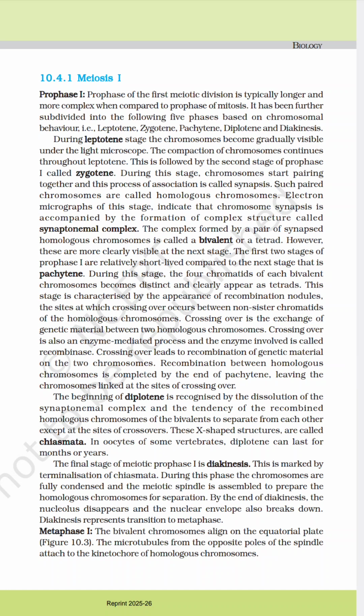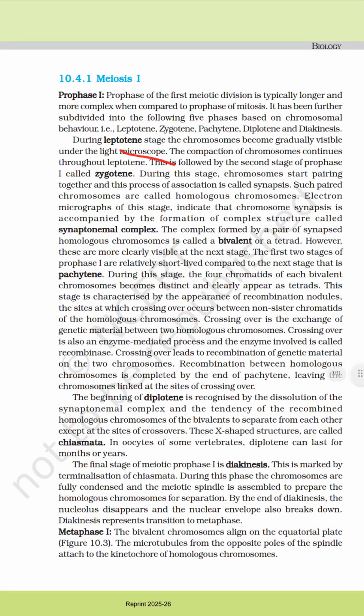In prophase, there are several stages regarding the chromosomes. It has 5 stages called leptotene, zygotene, pachytene, diplotene and diakinesis. During the leptotene stage, chromosomes are gradually visible under the microscope. The compaction of the chromosomes continues through leptotene. In leptotene, chromosomes can be seen under the light microscope.